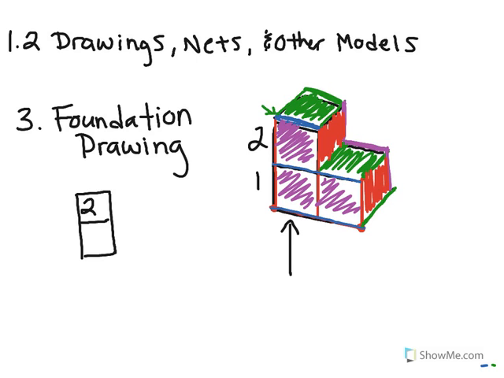And then the other place that we have is this right here. And this is only 1 block high. So over here, I'm going to write the number 1. And this simply tells you how many blocks are stacked in each particular place. And that's all a foundation drawing is. So there's the 3 kind of drawings that we're going to take a look at: isometric, orthographic, and foundation.